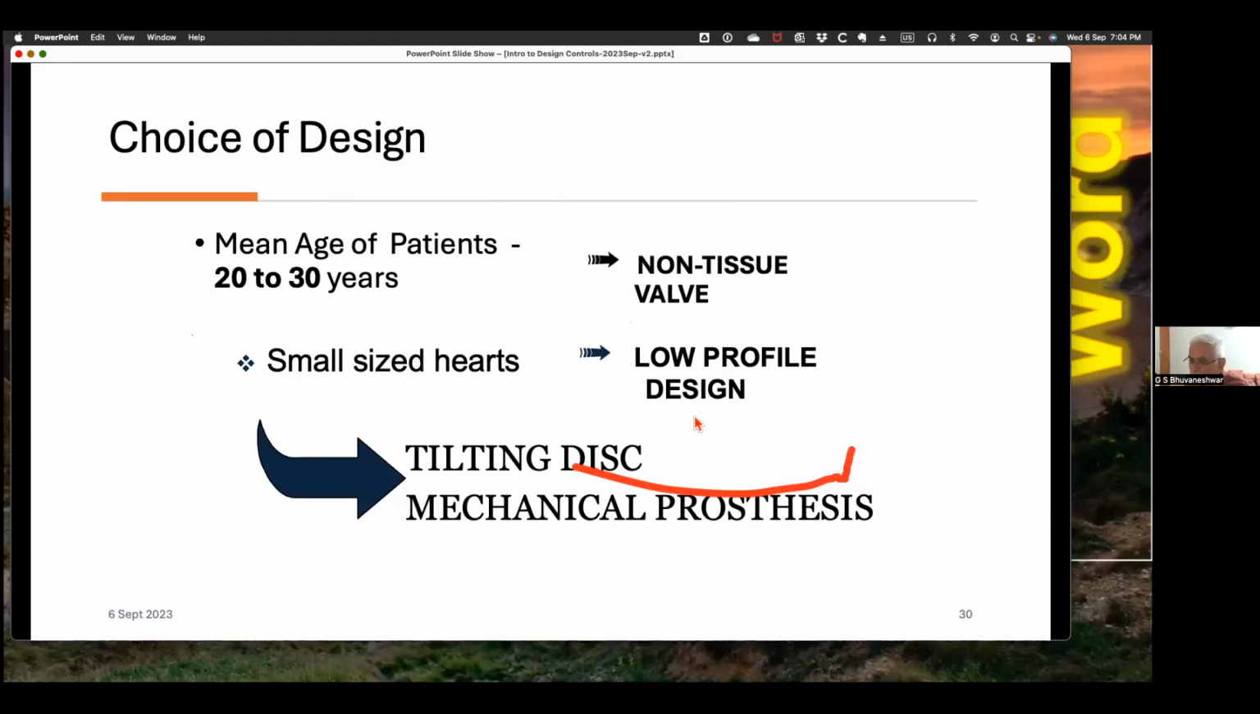And we wanted a low profile because Indians are of lower weights, maybe more in the 50 to 70 kg category. So our heart sizes are also relatively smaller. And so we needed a design with a relatively low profile. So that's one of the reasons, that's the basis of our choosing this tilting disc design.